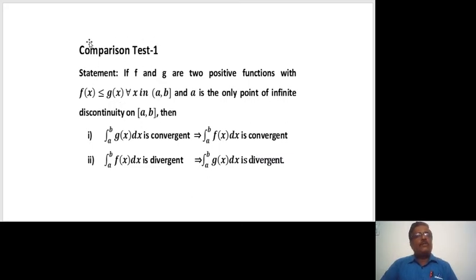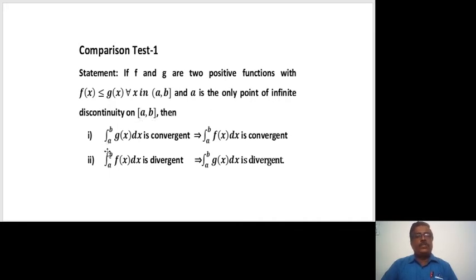So next we have a comparison test. So this is the statement: if f and g are two positive functions with f of x less than or equal to g of x for all x in the semi-open interval (a, b], and a is the only point of infinite discontinuity on the closed interval [a, b].